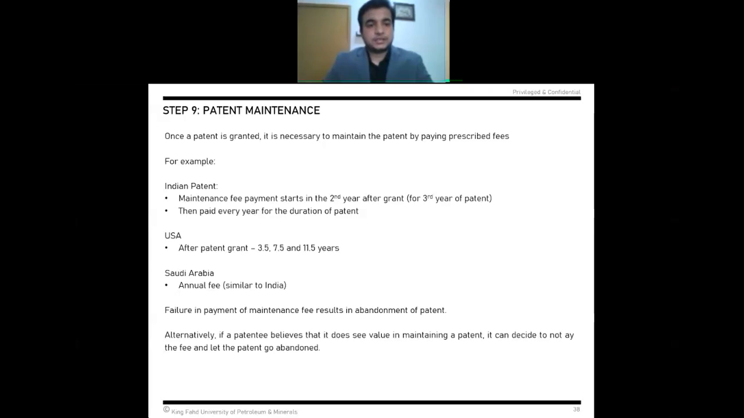In USA, after a patent is granted, maintenance fee has to be paid at 3.5, 7.5, and 11.5 years after the grant of the patent. And in Saudi Arabia, the process is similar to India, where the fees have to be paid annually. Please remember that failure in payment of maintenance fee results in the abandonment of the patent. Sometimes if a patentee sees that there is no value in maintaining a patent, it can refrain from payment of maintenance fee and the patent gets abandoned.